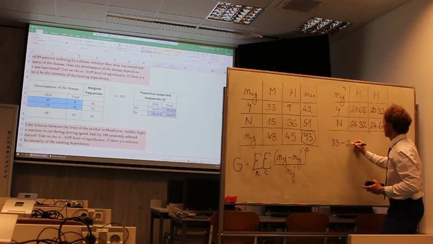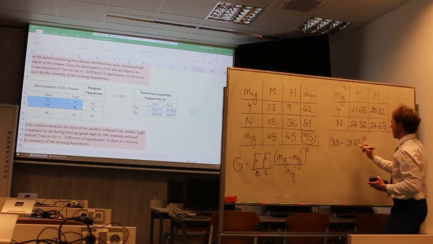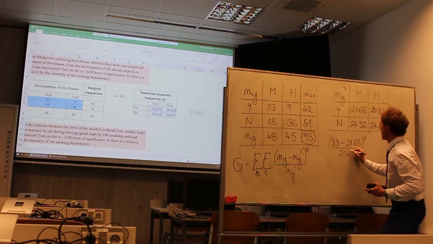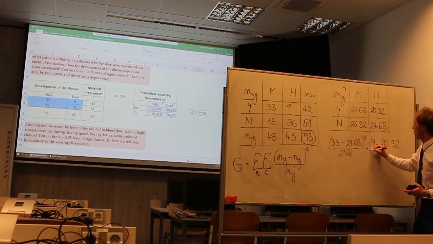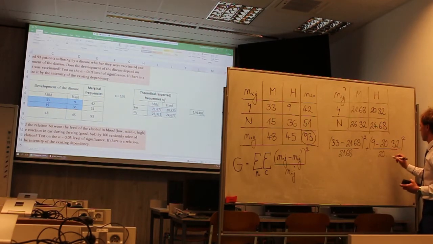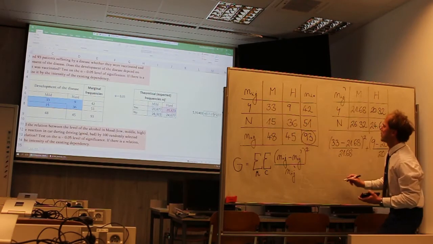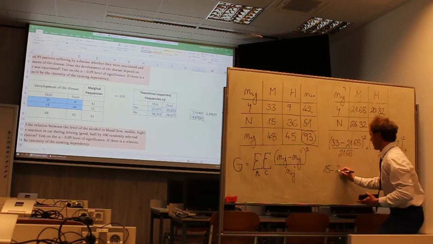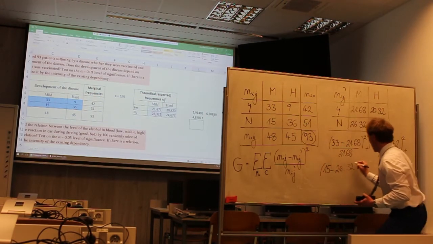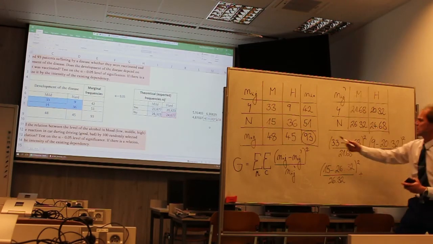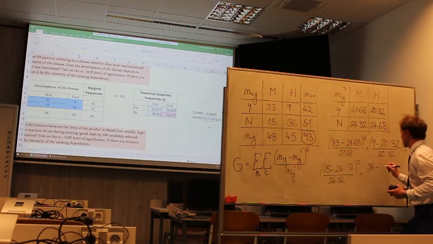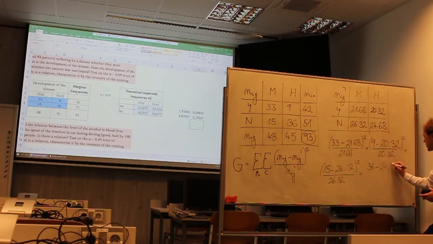33 minus 21.68 squared, divided by 21.68, plus 9 minus 20.32 squared divided by 20.32, plus 15 minus 26.32 squared divided by 26.32, plus 36 minus 24.68 squared divided by 24.68.